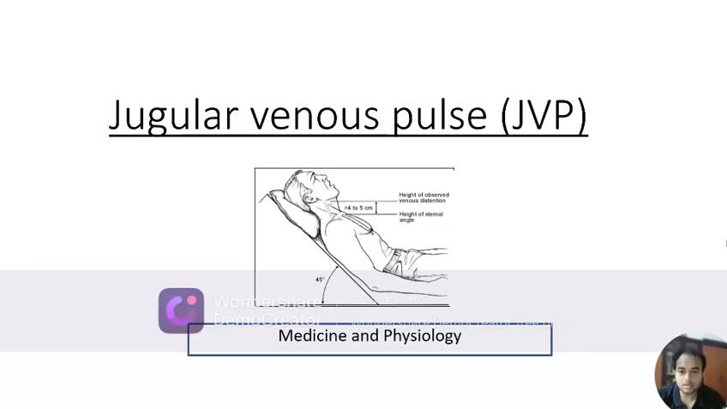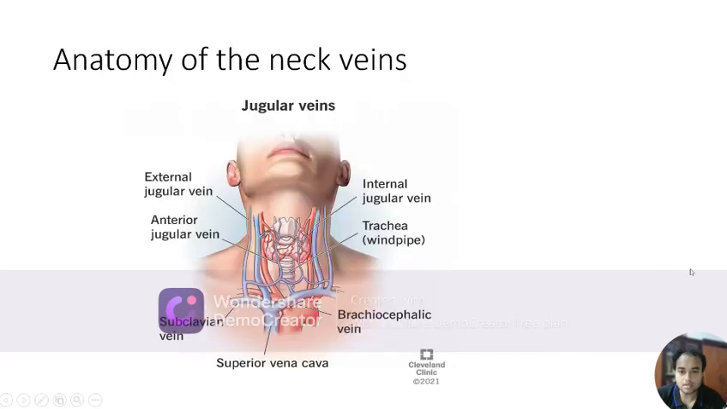So, let us talk about the jugular venous pulse. Here we see the anatomy of the neck veins. In the neck, there are basically two systems of veins, the internal jugular veins and the external jugular veins. The sigmoid sinus from the cranial cavity comes downwards to form the internal jugular vein in the neck.